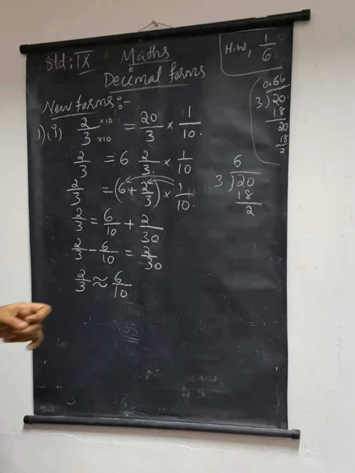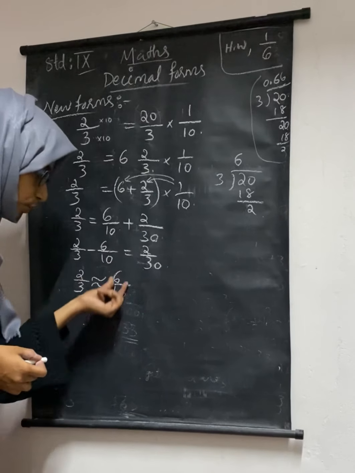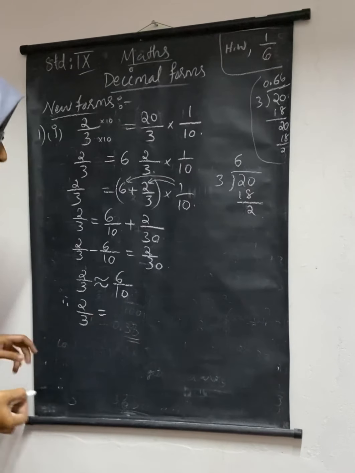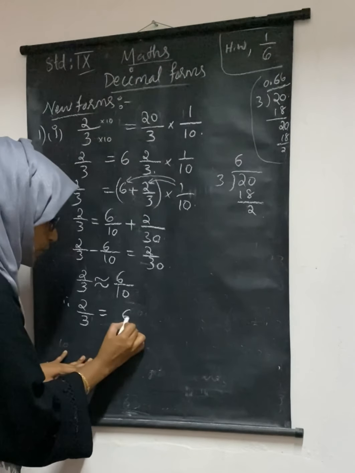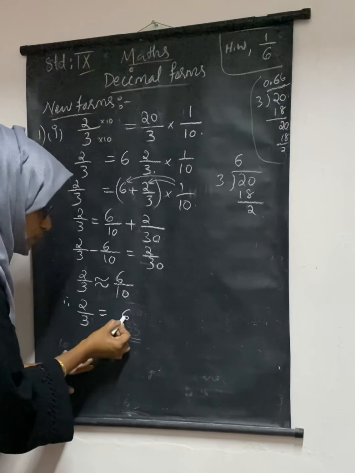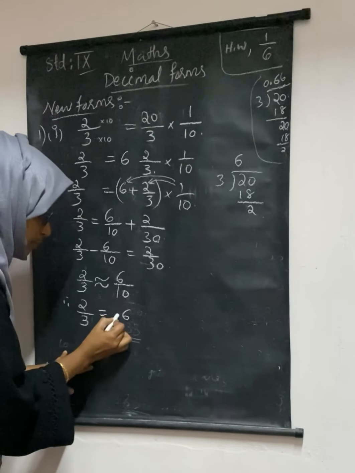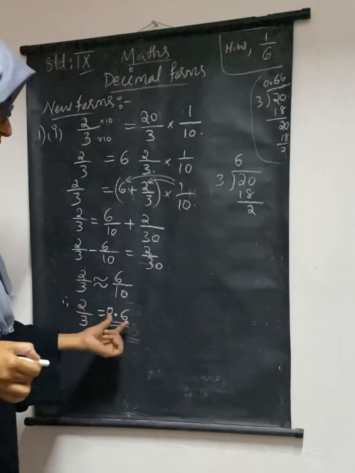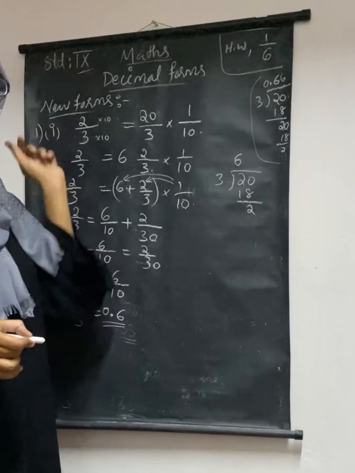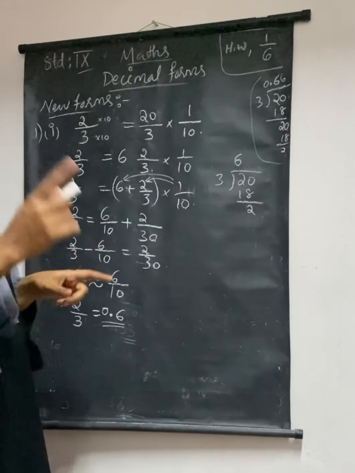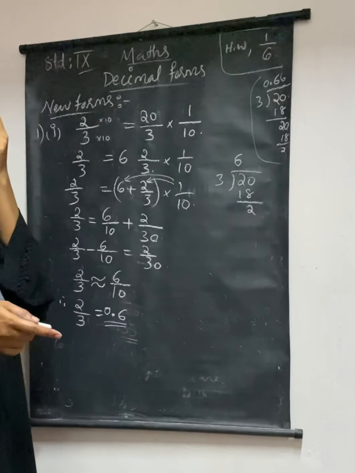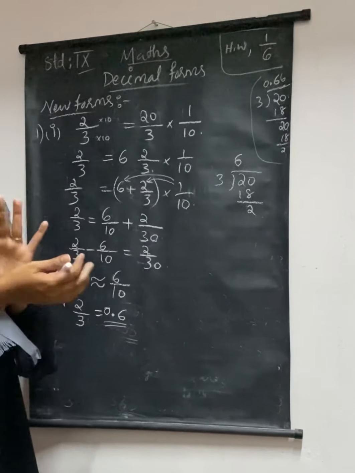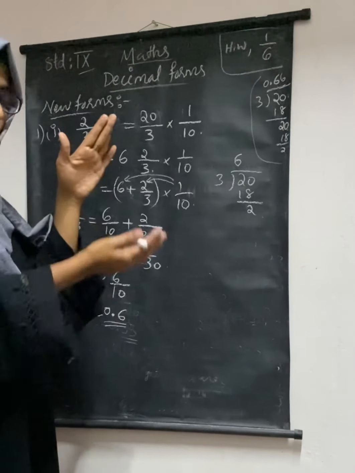So what will be the answer for 2 by 3? Therefore 2 by 3 is equal to numerator 6, denominator 10. So count 1 point here, and you get 0.6. When you have taken 10, you are getting 0.6. Same way you have to do with 100. You will get 0.66. When you do for 1000, 0.66. So 1000 and all, no need. Just 10 and 100 you should do.